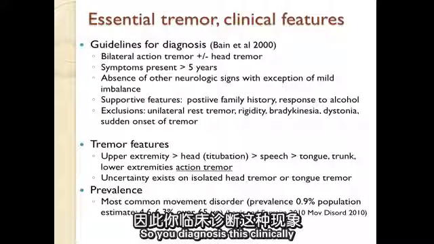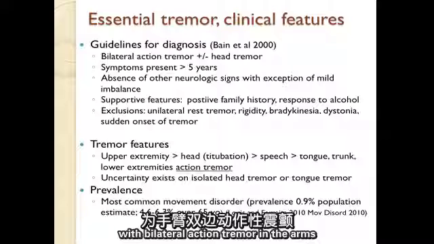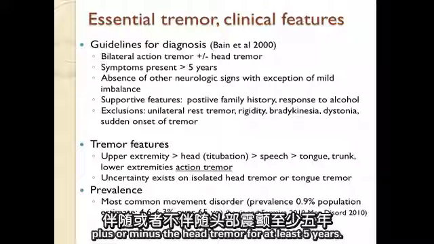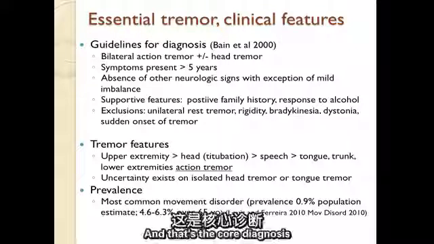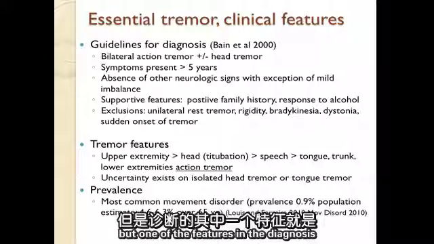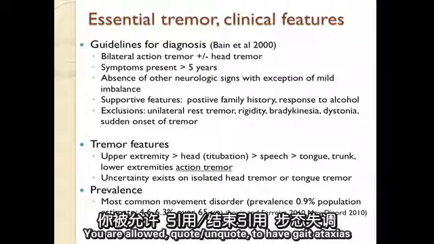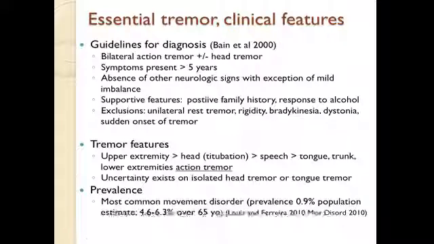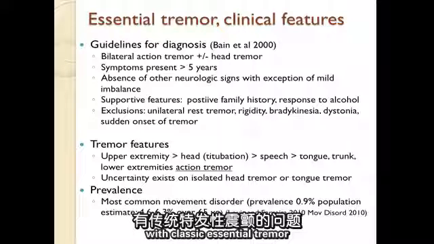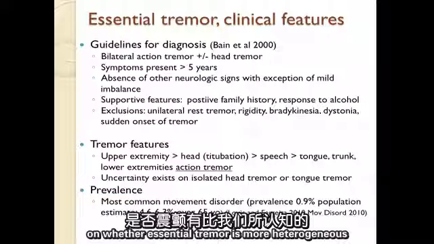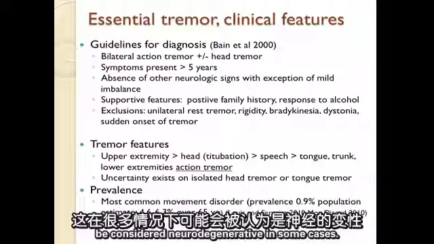So you diagnose this clinically with bilateral action tremor in the arms. It should be in the upper extremities, plus or minus the head tremor, for at least 5 years. I mean, that's the core diagnosis. But one of the features in the diagnosis is you have to have a normal neurologic exam otherwise. You are allowed, quote unquote, to have gait ataxia. So you're allowed to have some problems with tandem gait with classic essential tremor. Though, as I'll present, there is a debate now on whether essential tremor is more heterogeneous than we realize, and that it might be considered neurodegenerative in some cases.